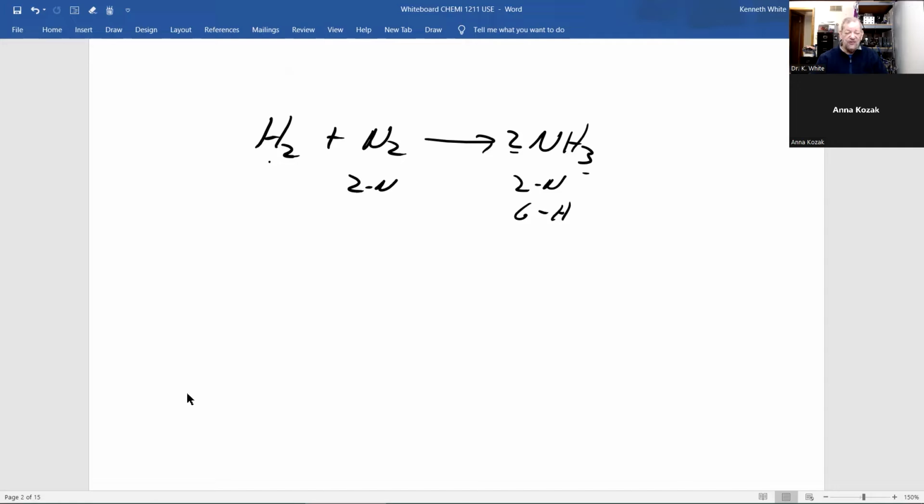How do I get to 6 hydrogen on this side? Well, I've got 2, and 2 goes into 6 3 times. So now I have 6 hydrogen. And so I'll check 6 hydrogen, 6 hydrogen, 2 nitrogen, 2 nitrogen. And that's how you balance this.